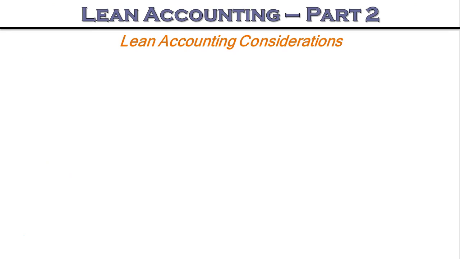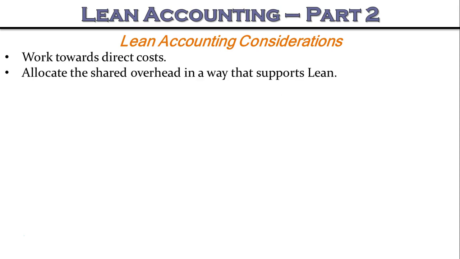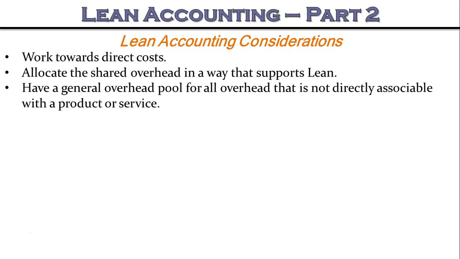Some pointers for a lean accounting system are: work towards direct costs. Rather than trying to solve the overhead allocation problem, set an objective to decentralize overhead functions so that they can be directly associated with sales or product lines. Allocate the shared overhead in a way that supports lean. A good way is allocation based on lead time, not on labor hours or activities. Have a general overhead pool for all overhead that is not directly associable with a product or service.